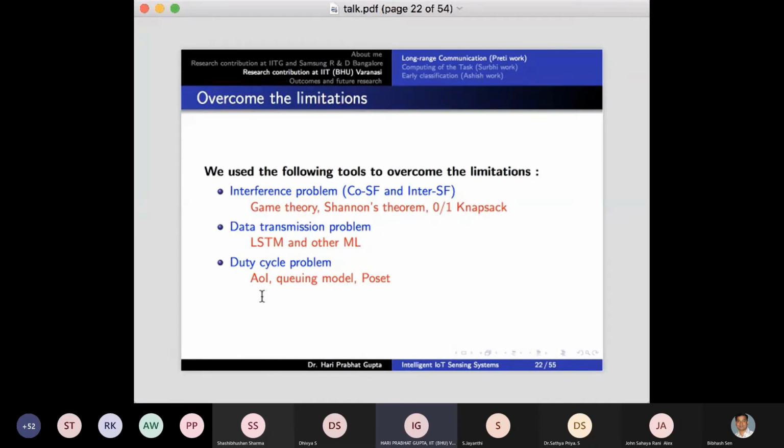Age of information indicates what the age of the information is. For example, you generate this information at time t, and you transmit it to the receiver side, and the information is received at t plus delta t. So delta t is your age. That means your information is outdated by delta t. So the objective is to reduce the age of information so that we keep the information fresh. Otherwise, your information is outdated.